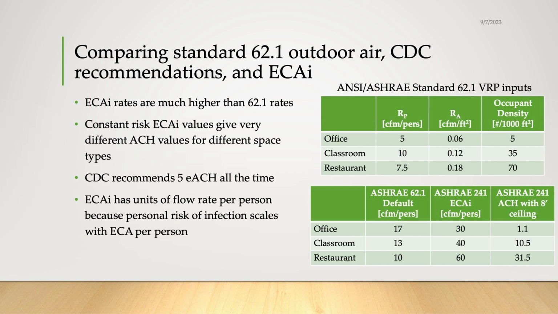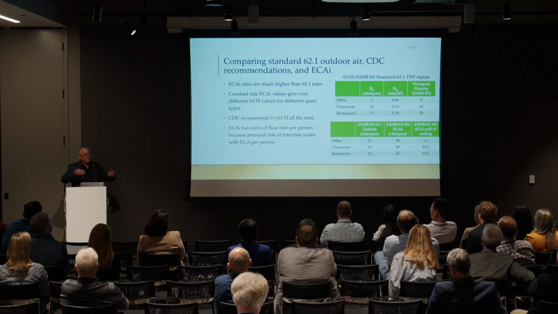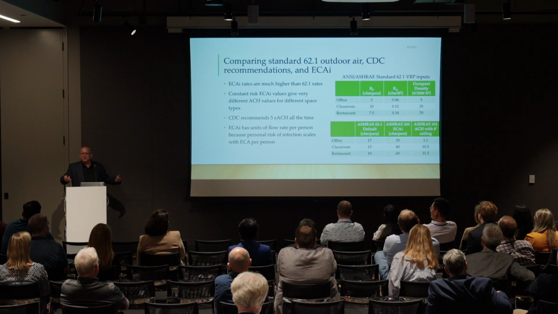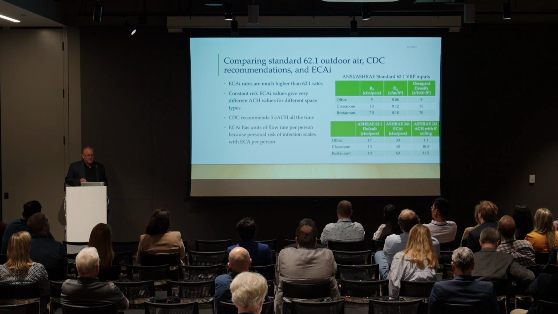So how does this compare with standard 62.1 or with the new CDC 5 air change per hour recommendation? Well, generally speaking, of course, the equivalent clean air rates per person are much higher than 62.1. They were developed to give equal risk regardless of which of those space types you're in. So every space that's listed has the same risk per hour of occupancy, which means that it doesn't matter where you are. If you're somewhere 24 hours a day and every space is compliant, then you have the same risk, which is, I think, a really unique aspect of this.